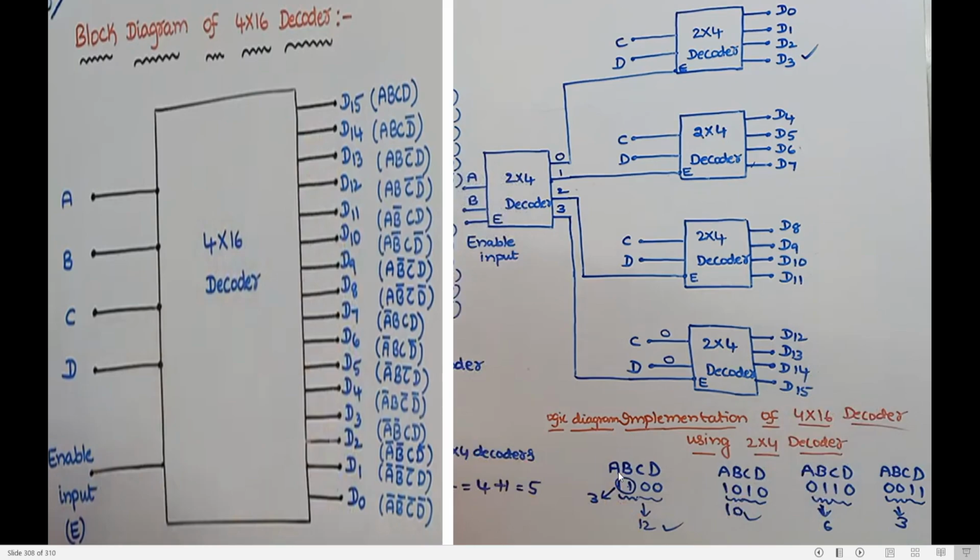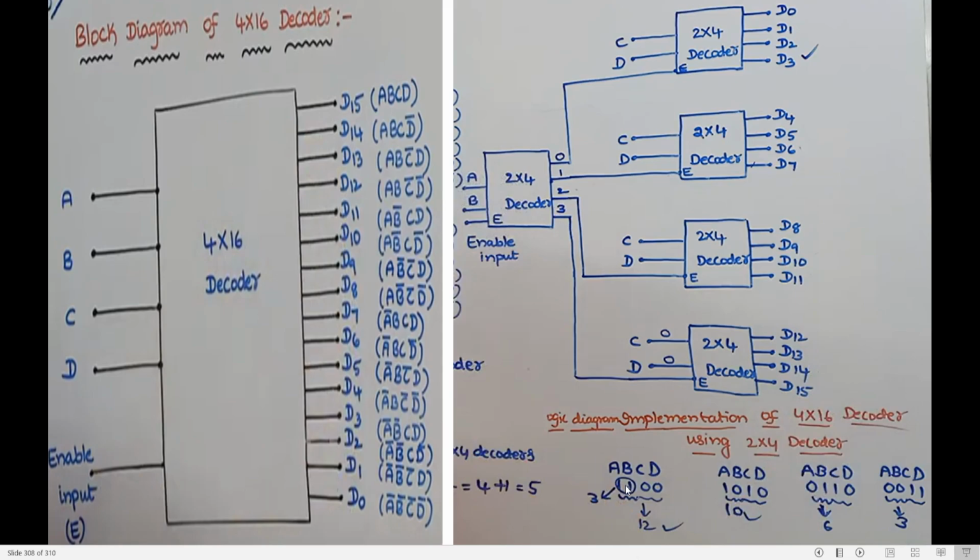If my A, B, C, D is the pattern 1, 1, 0, 0, it means what? My A and B is 1, 1. First it is applied here. A is 1, B is 1. It will select which output? The first output is 0, 0. Next one is 0, 1. Third one is 1, 0. Fourth one is 1, 1.